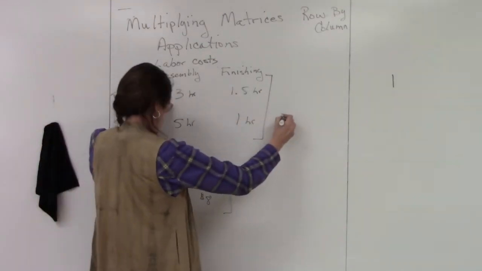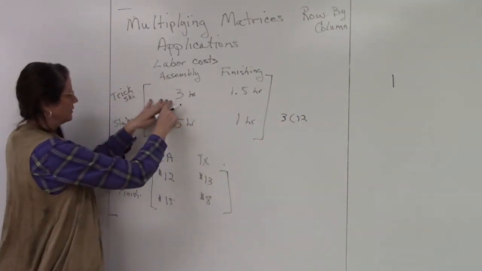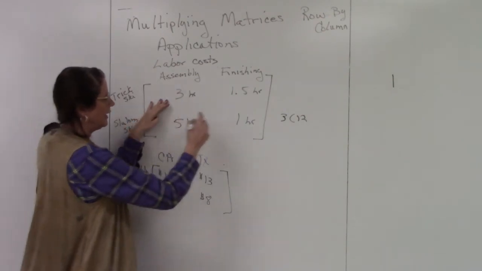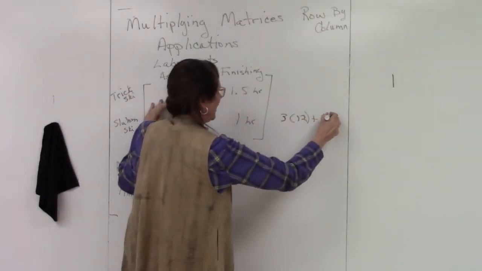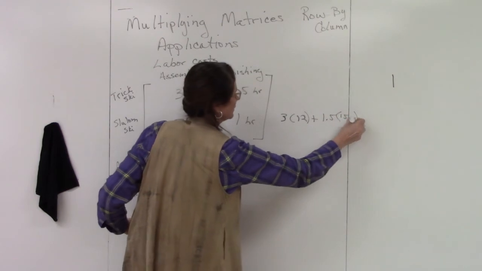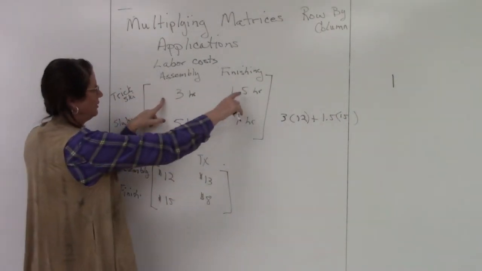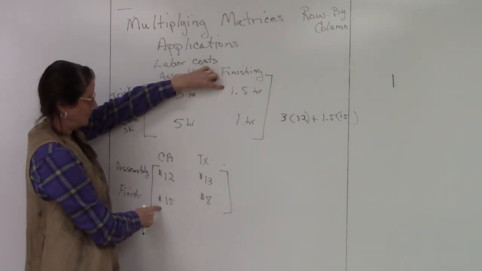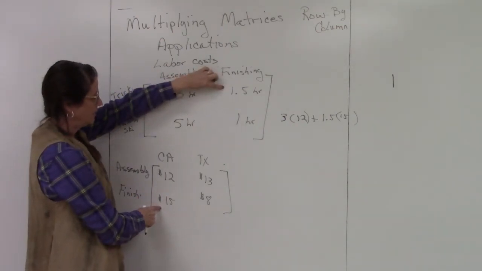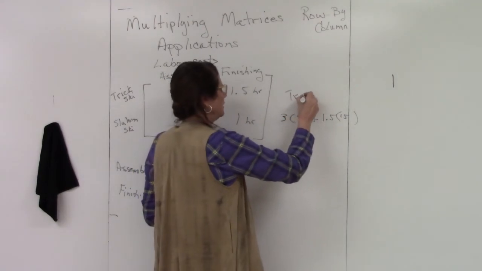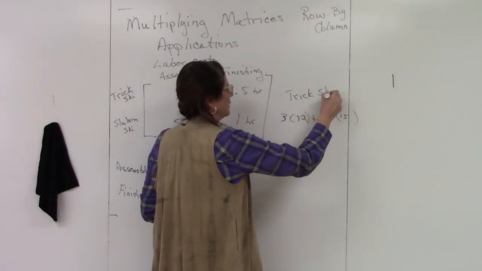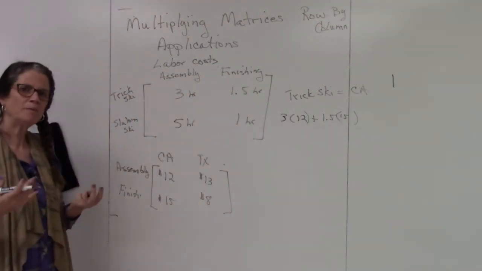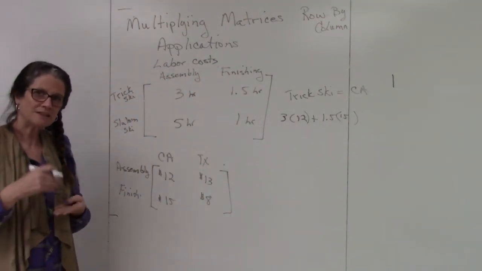So it's going to be 3 times 12, row 1 by column 1, and then plus 1.5 times 15. So row 1, column 1: 3 times 12 plus 1.5 times 15. This is for a trick ski in California.